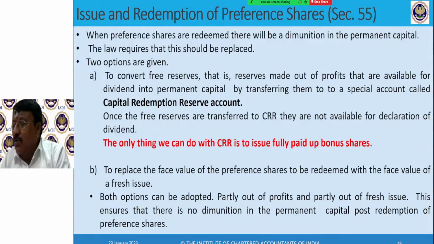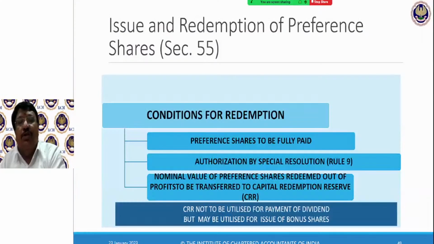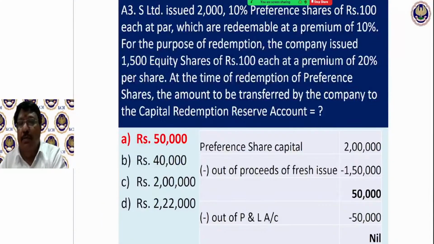Preference share capital 10,000, issued 1,000 at 10 equity shares, called and paid up 1,000, CRR equal to 2,000. So this is how it should be understood. Right?